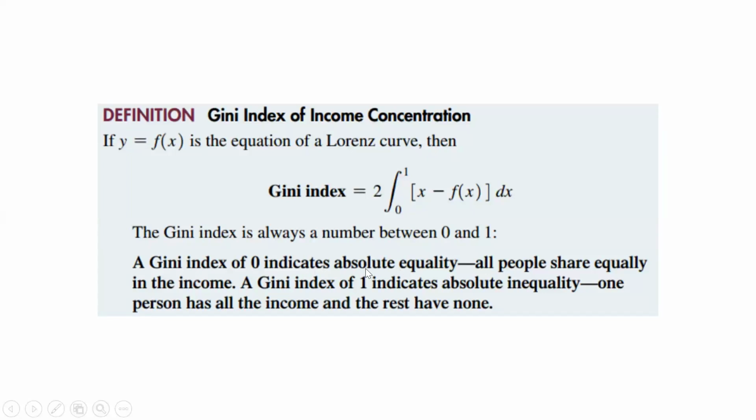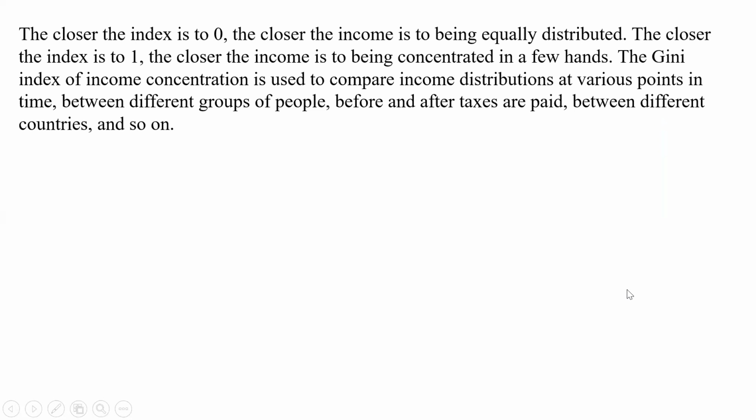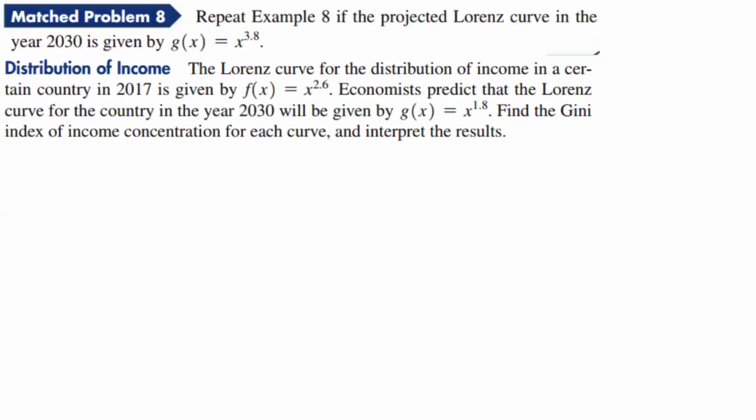And again, the 0 indicates absolute equality. All people share equally in the income, and a Gini index of 1 indicates absolute inequality, where one person has all the income and the rest have none. Now, this is just stating it a little differently. The closer the index is to 0, the closer the income is to being equally distributed, and the closer the index is to 1, the closer it's being concentrated in a few hands. So this really helps us compare income distributions at various points in time, between different groups of people, before and after taxes are paid, between different countries, and so on. So it helps us a lot in different areas.